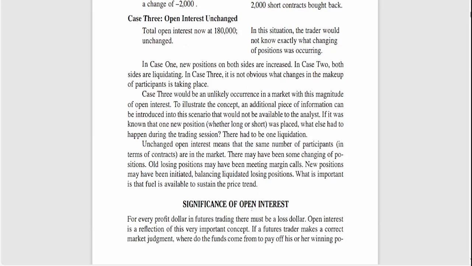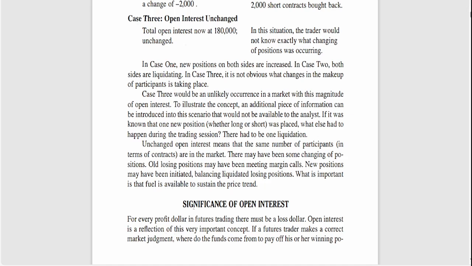Significance of open interest, very important. Unchanged open interest means the same number of participants are in the market. There may have been some changing of positions. Old positions have been meeting margin calls. New positions may have been initiated, balancing the liquidated losing positions. What is important is that fuel is available to the market.